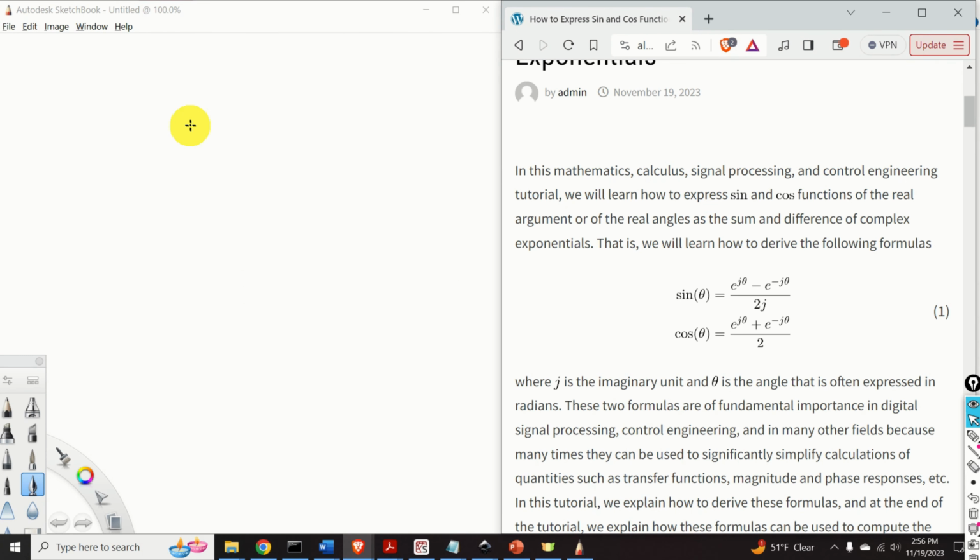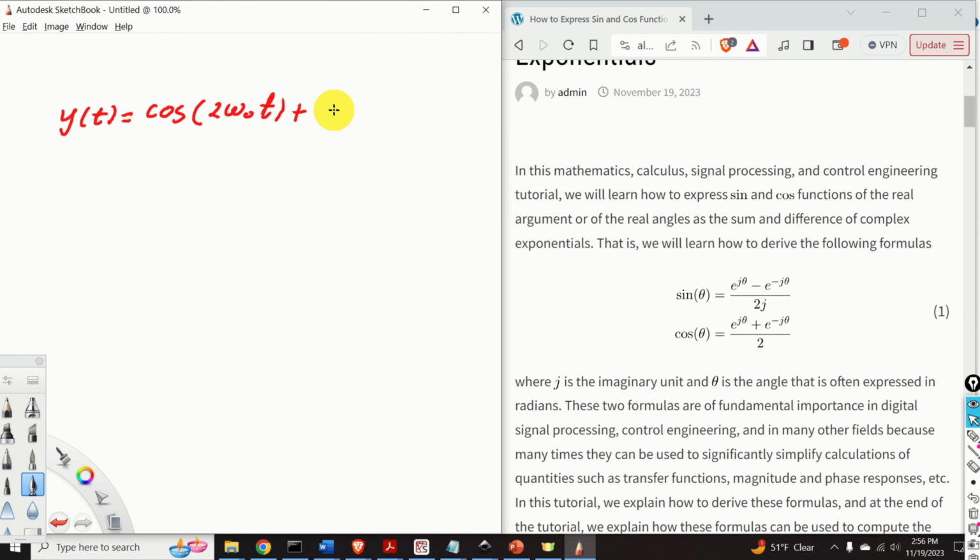In order to illustrate the usefulness and the application of these two equations, let's consider the following problem. Consider this function. Y of t is equal to cosine of 2 omega 0 t plus sine of 3 omega 0 t, where omega 0 is the fundamental frequency and t is time. And our goal is to find the Fourier series expansion and the Fourier series coefficients of this periodic function.